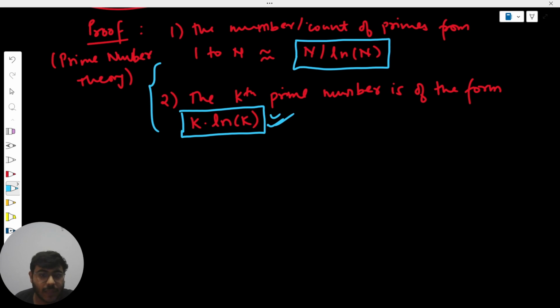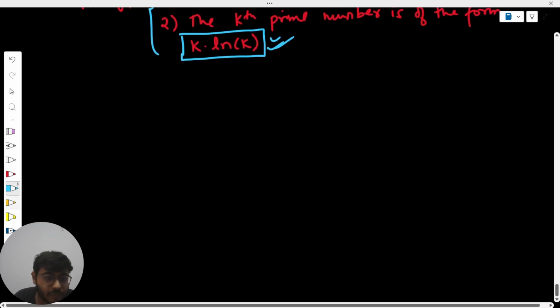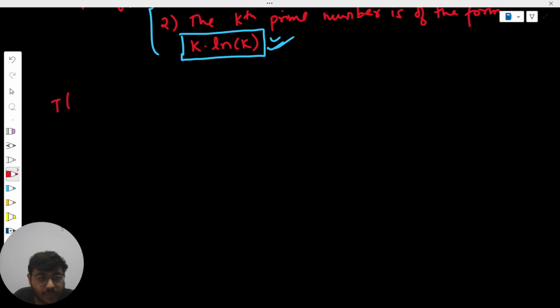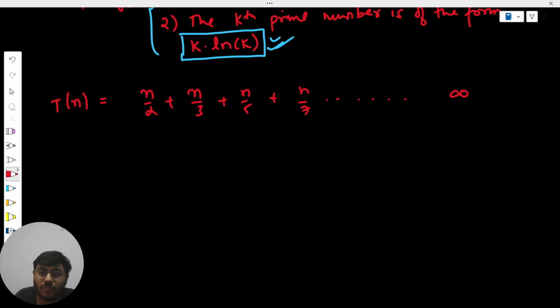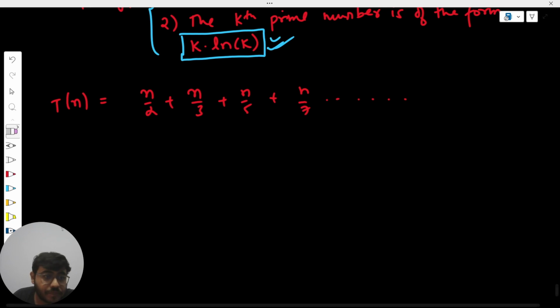ओके, अब हमें दो चीजें मिल चुकी हैं। नाउ वी कैन फॉर्मली स्टार्ट अ प्रूफ। ओके, सो द फर्स्ट थिंग इज कि हमारा समेशन था क्या। It was n by 2, then n by 3, then n by 5, then n by 7, and so on, right? Let's take it until infinity, but still not a problem, I'll not write infinity because हमारा n bounded होता है। ओके, इस तरीके से एक समेशन सीरीज हमारे पास होती है, right?